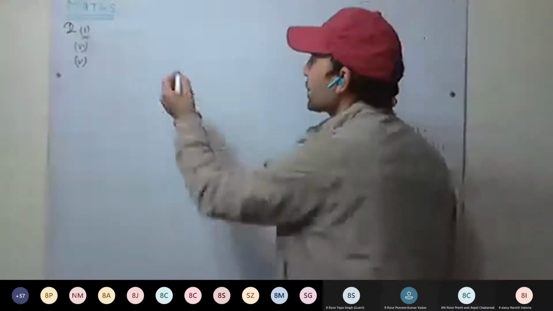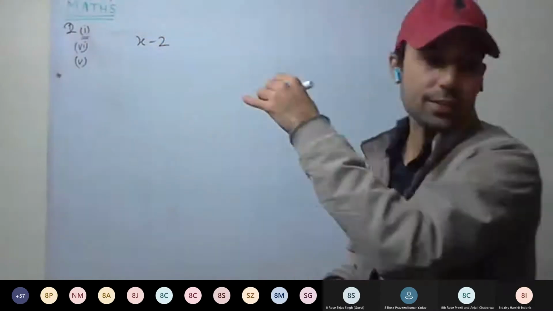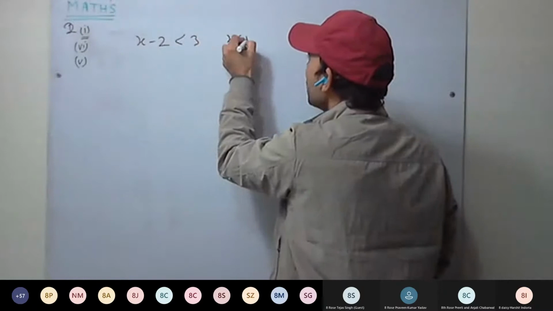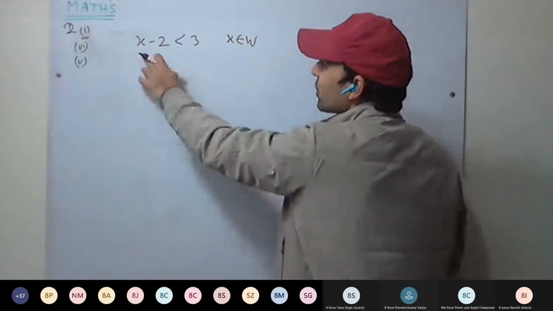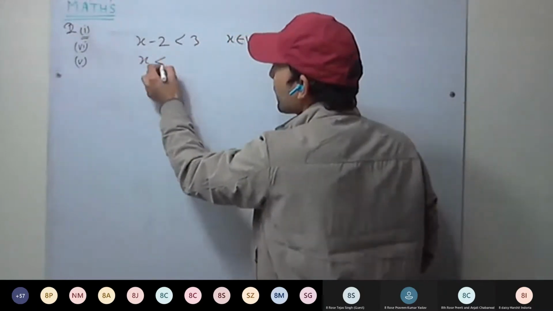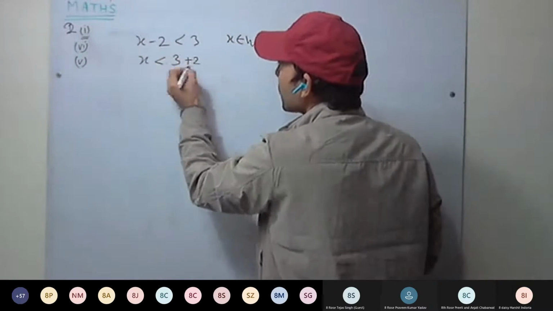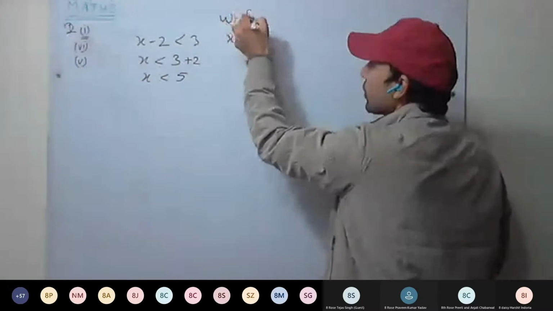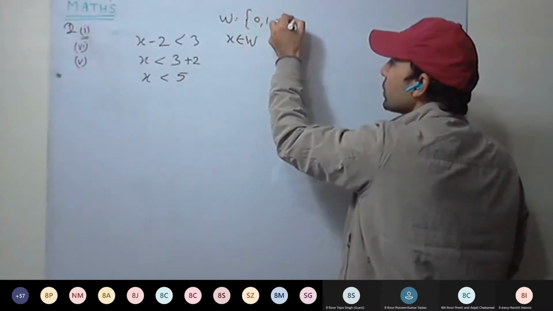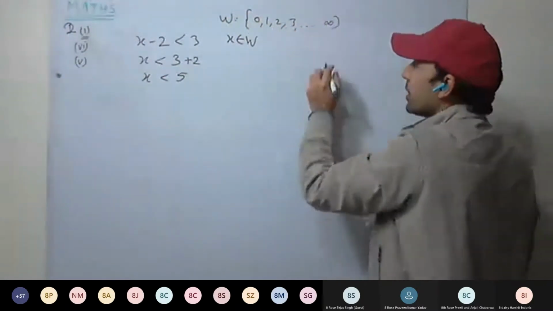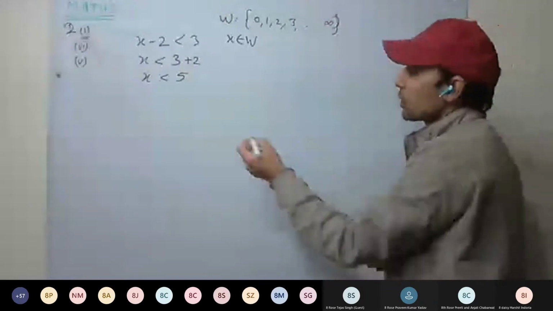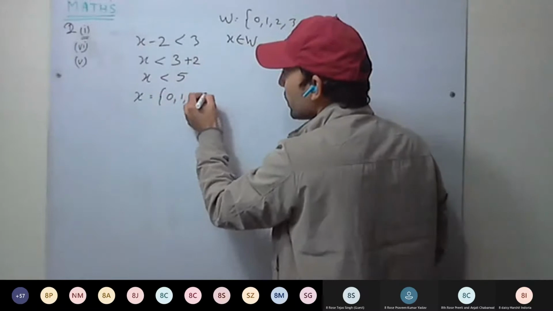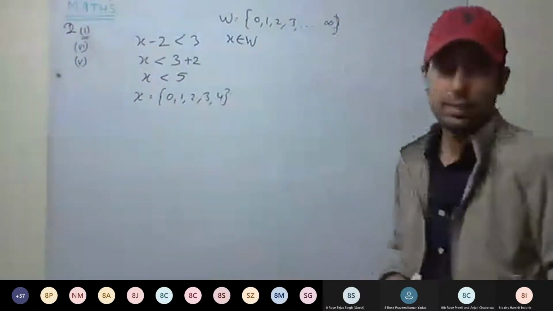So first, x minus 2 less than 3. This we have done in class. x belongs to whole numbers. This is the question. Now, x less than 3 plus 2, x less than 5. What will be the replacement set of whole numbers? 0, 1, 2, 3 up to infinity. This is the replacement set. So the solution set will be less than 5: 0, 1, 2, 3, 4. Understood?